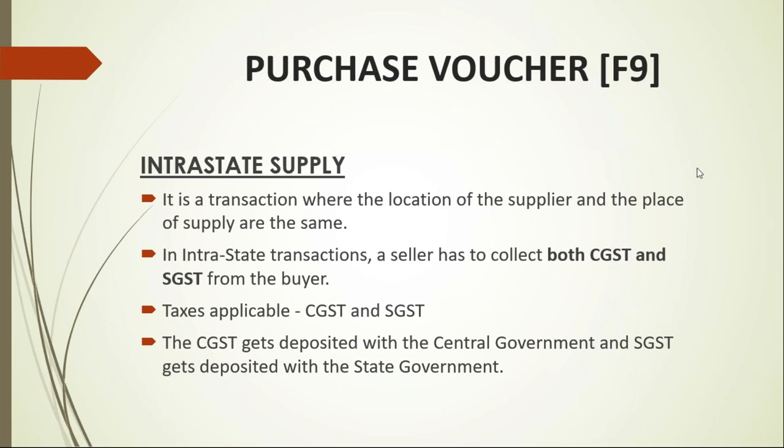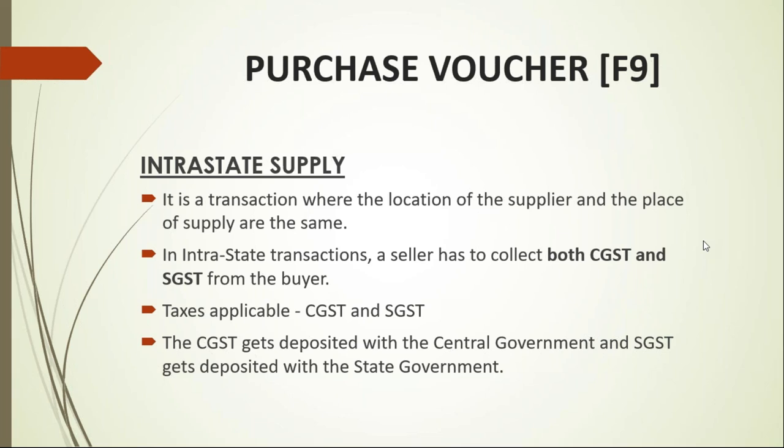Right? So, what do we mean by intrastate supply? Here it's a transaction where the location of the supplier and place of supply are the same. In intrastate transactions, a seller has to collect both CGST and SGST from the buyer. And if GST is applicable, what components of GST would be reflected in the bill or the invoice? It is CGST and SGST. The CGST gets deposited with the central government, SGST gets deposited with the state government.